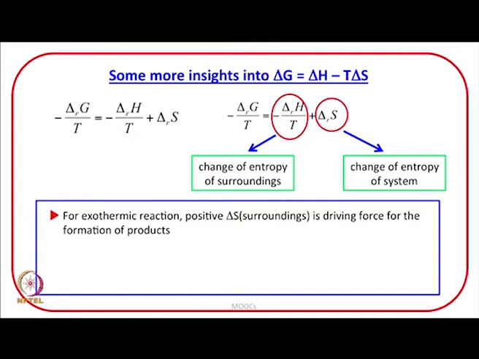The positive delta S surroundings, which we identified as the major driving force for the formation of products, as temperature is increased, since temperature comes in the denominator, this contribution goes down, and therefore the equilibrium should shift in the opposite direction. That means the value of the equilibrium constant must go down.